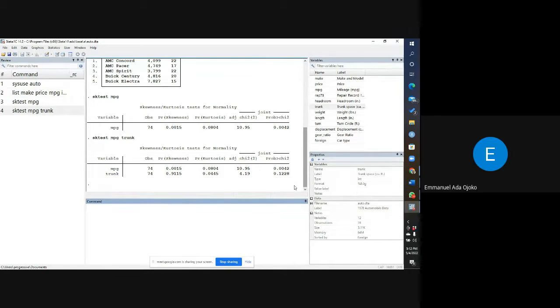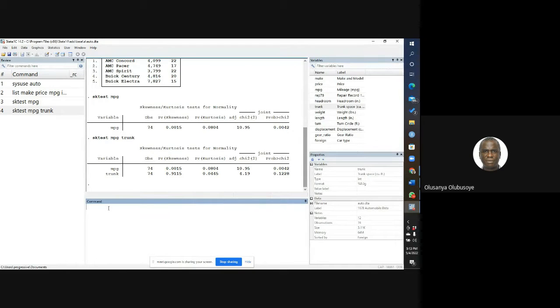Is that clear? Hello, Prof. Yes. With my little knowledge, I learned that null hypotheses are stated in a negative form. Don't let us go there.